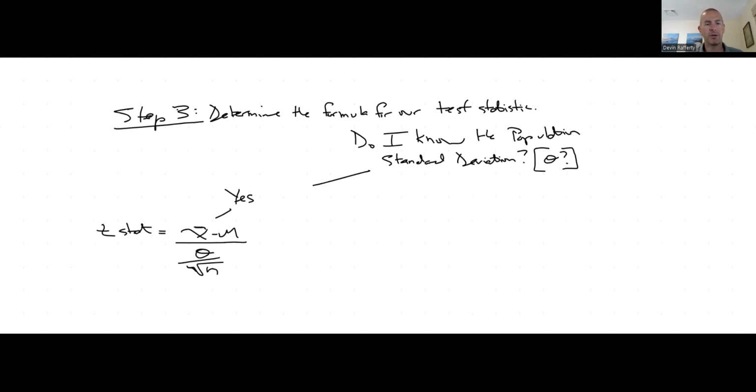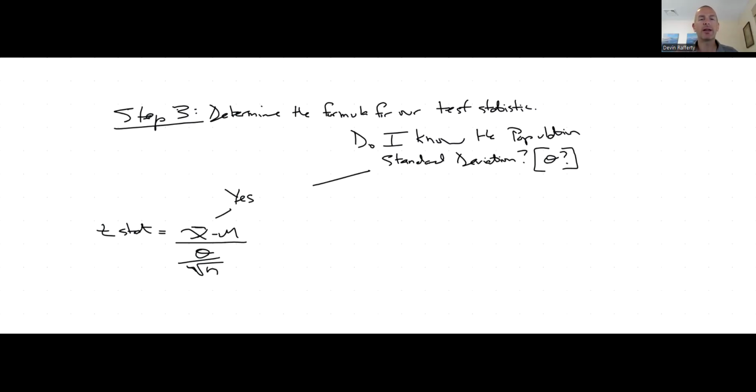Okay, x bar minus mu over sigma divided by the square root of n. That will be the formula for your test statistic. So remember, what is a hypothesis test? At the end of the day, it's nothing more than comparing a test statistic against a critical value. That's all it is.